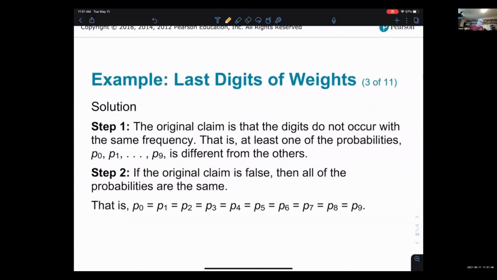The original claim that the digits do not occur with the same frequency, that's the original claim. That is, at least one of the probabilities is different from the others. So equally likely means everyone has the same frequency. And that is not true if any one of those does not match the others. If any one of them is more likely than the others. Like in the rolling the die, 50% chance of getting ones, the others were equally likely, but the one really stood out. That's not equally likely outcomes. If the original claim is false, then all of the probabilities are the same. They'd all be 10% in this case.